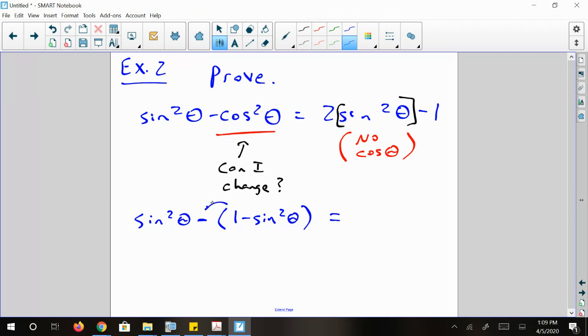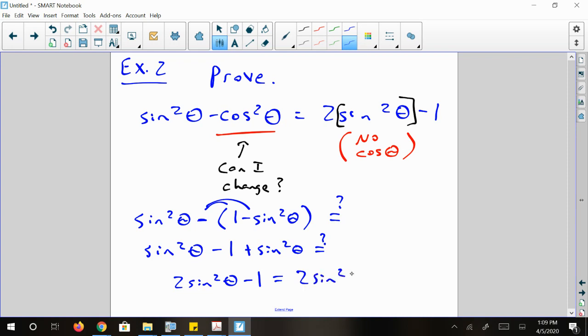I'm going to go ahead and distribute this negative sign. So on my next step, I get sine squared of theta minus 1 plus sine squared of theta, because the two negatives make a positive. Okay. And now I've got sine squared of theta plus sine squared of theta, which gives me 2 sine squared of theta minus 1, which is in fact equal to 2 sine squared of theta minus 1, which is what I was trying to prove. So I am now done with my proof, and I can give myself a little check mark here to finish out the problem.